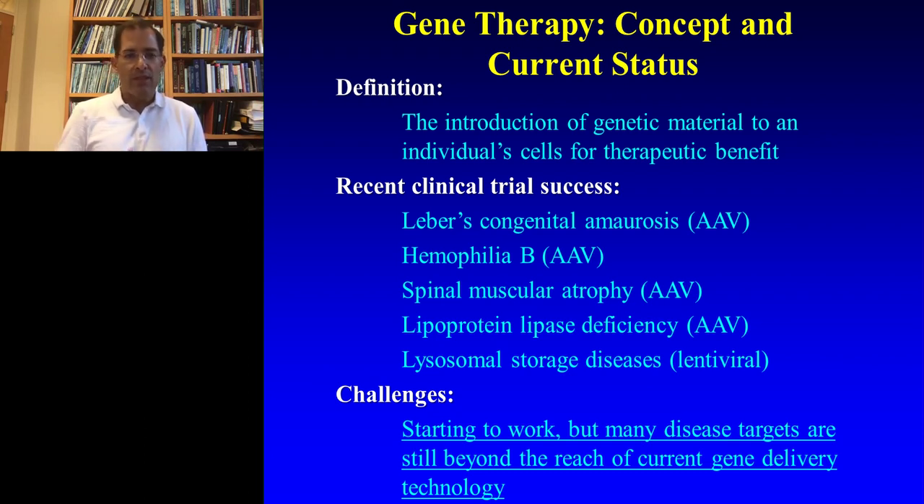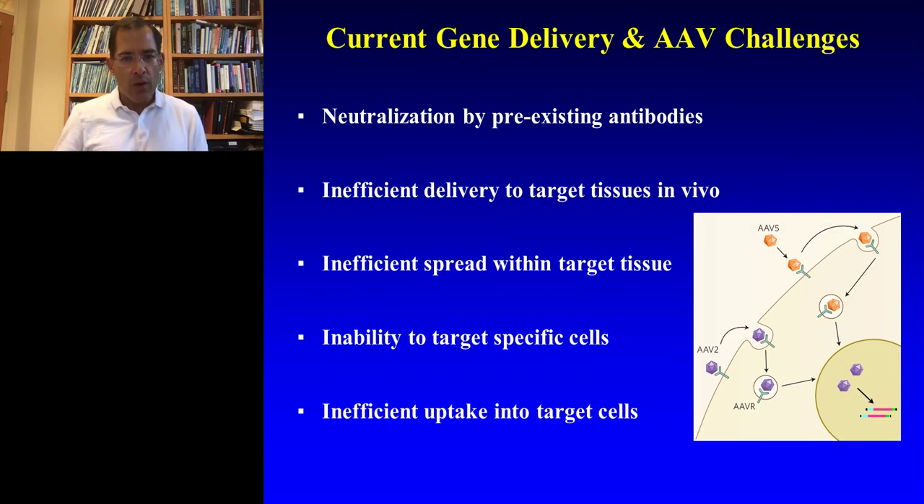So in general, gene therapy is beginning to work, and genome editing can build upon that success, but the majority of human disease targets are still beyond the reach or the capabilities of current gene delivery technology, and we quite simply need better viruses. So what are the current limitations with some of the natural versions of AAV?